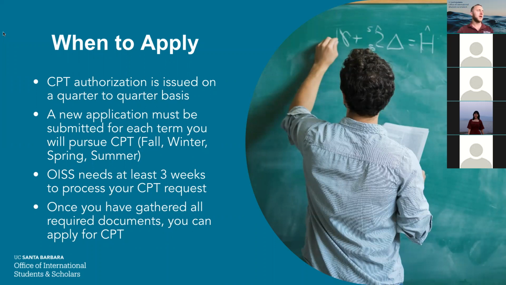So the OISS needs at least 3 weeks to process your CPT request. Technically our processing time for this is 2 weeks, but we ask that you submit it 3 weeks in advance, because if there's any errors or issues with your CPT application, we will need you to go back to your employer, maybe ask for a change on your offer letter, and that can take additional time. So that's why we ask for that 3 weeks. Once you've gathered all the required documents, you can then apply for CPT.